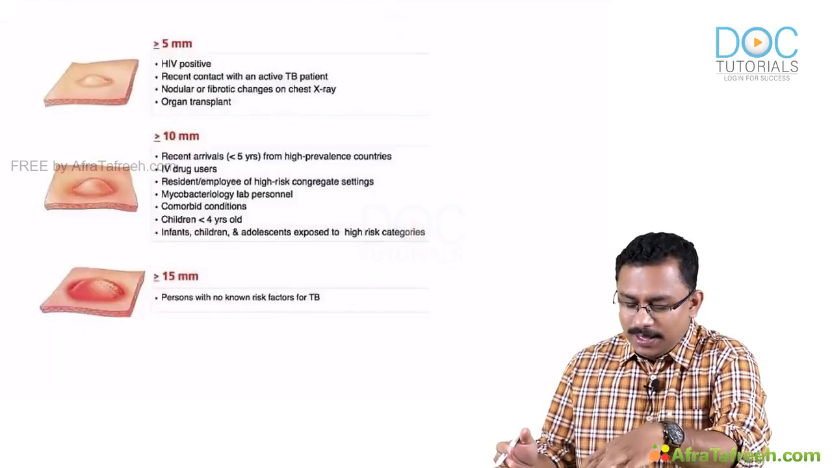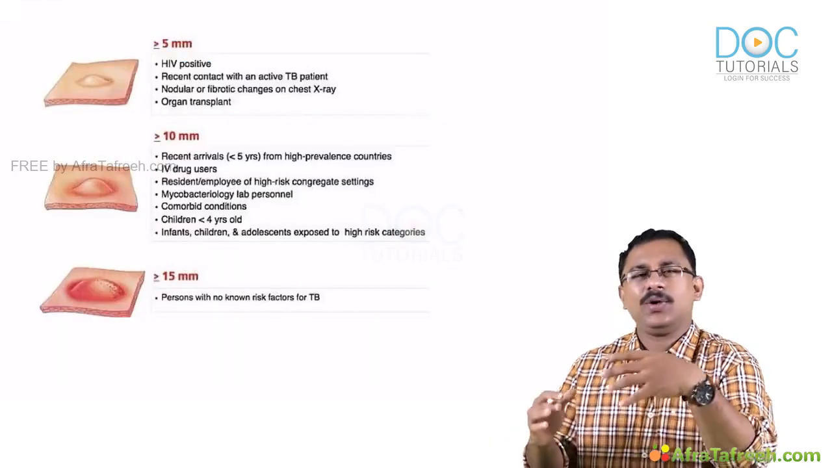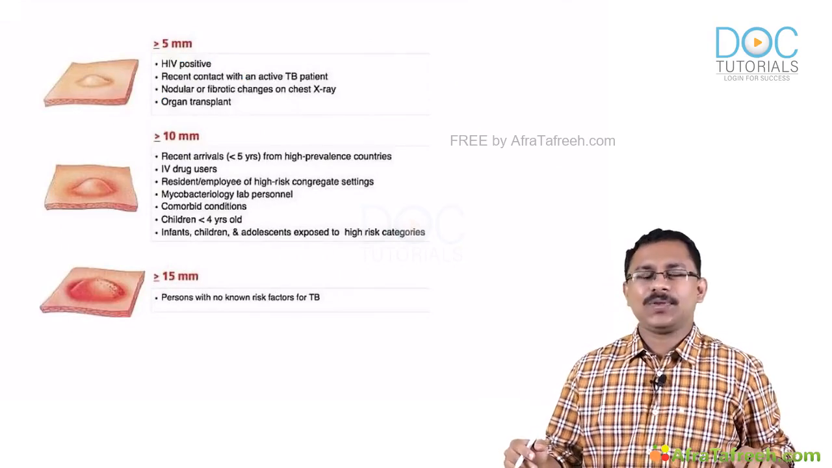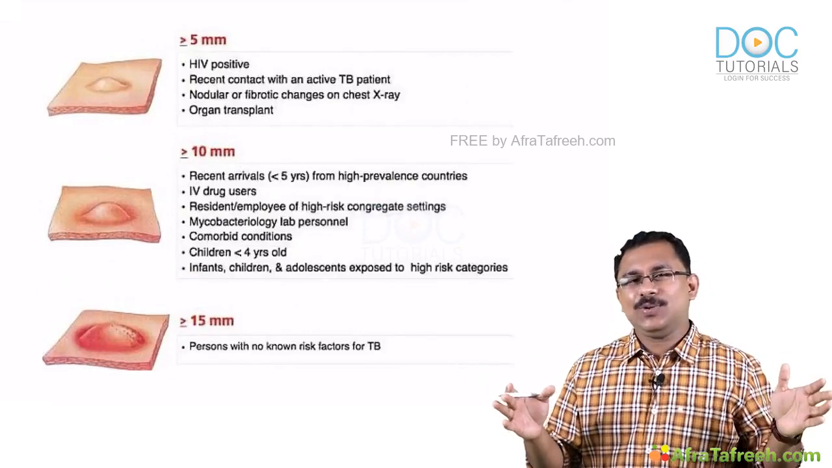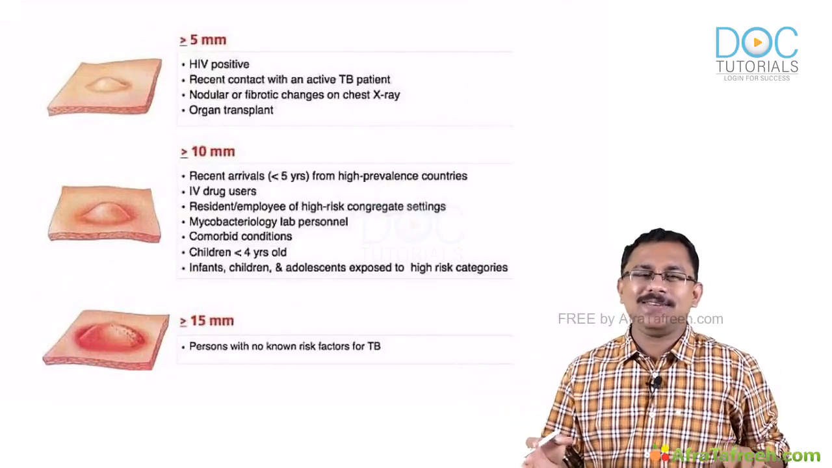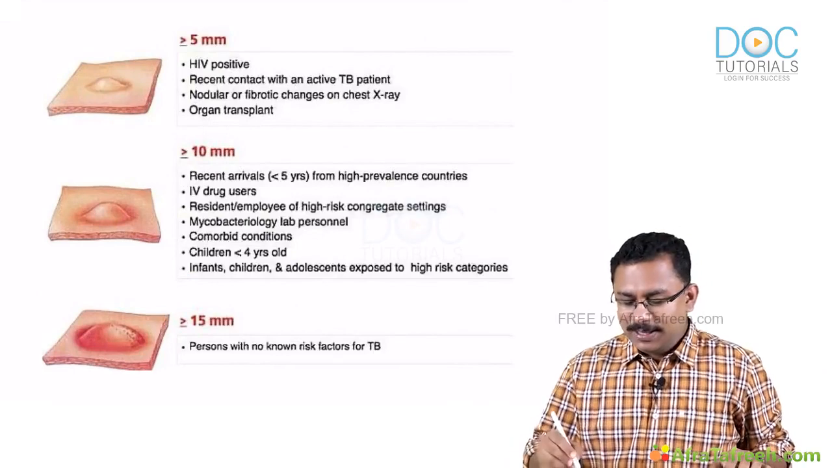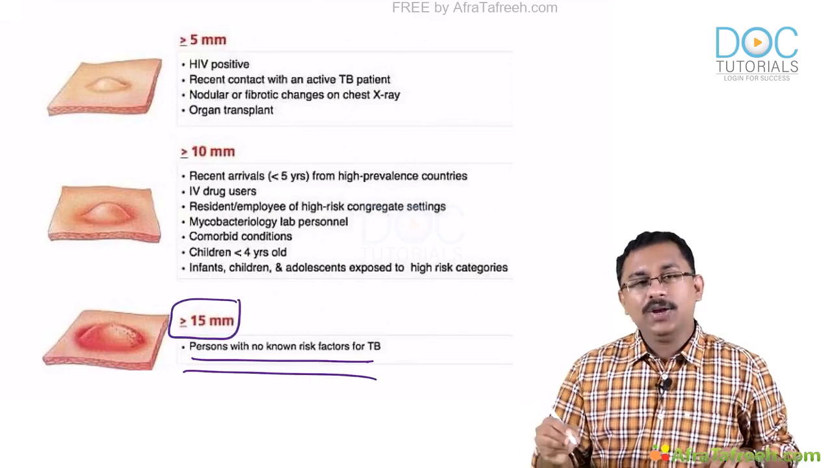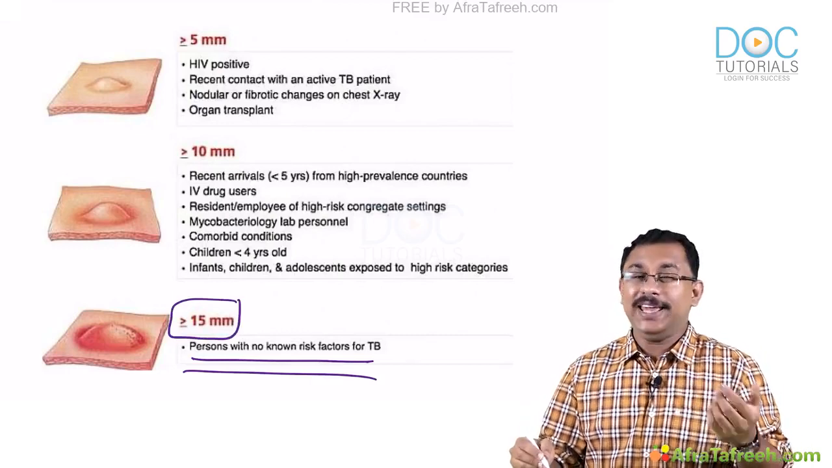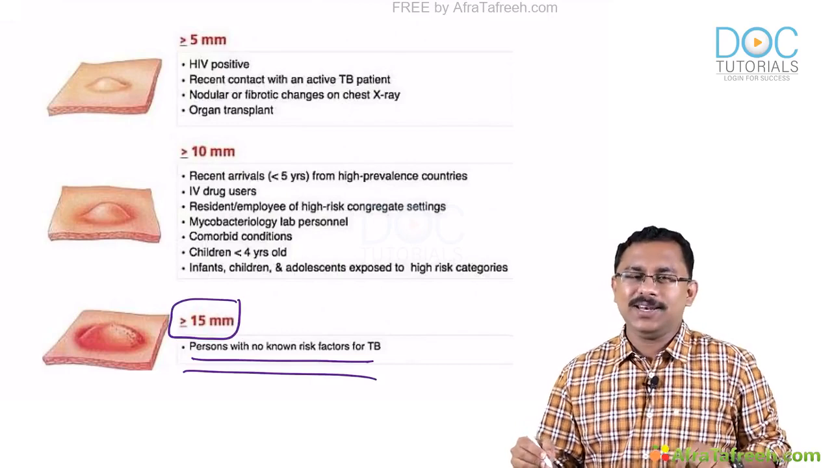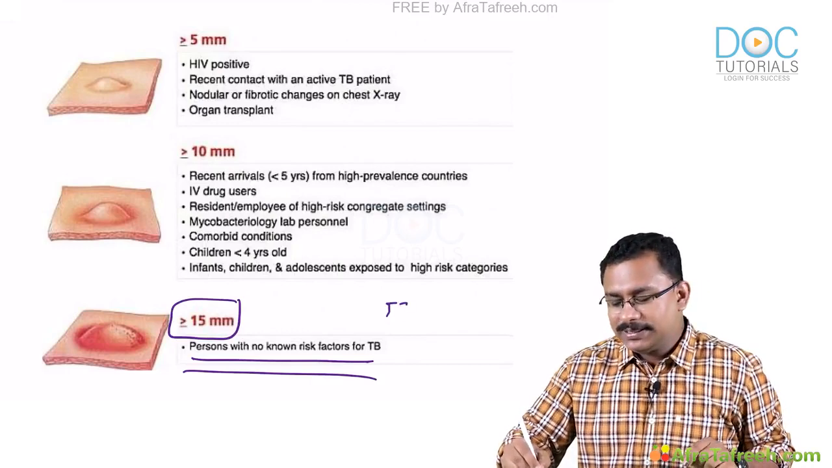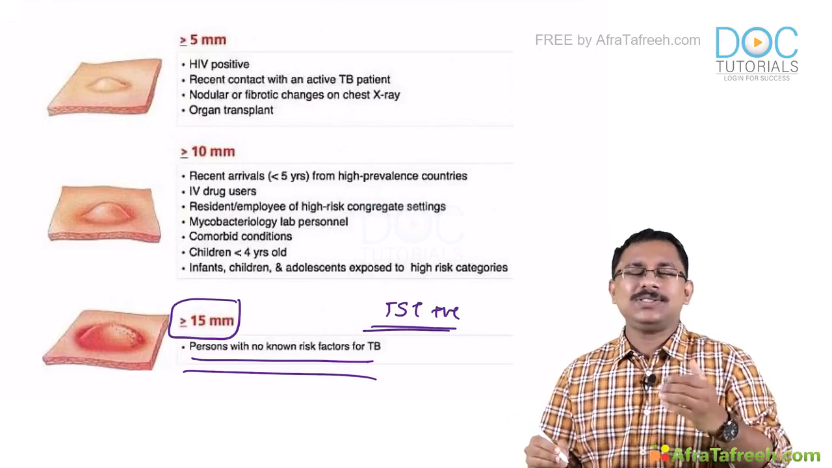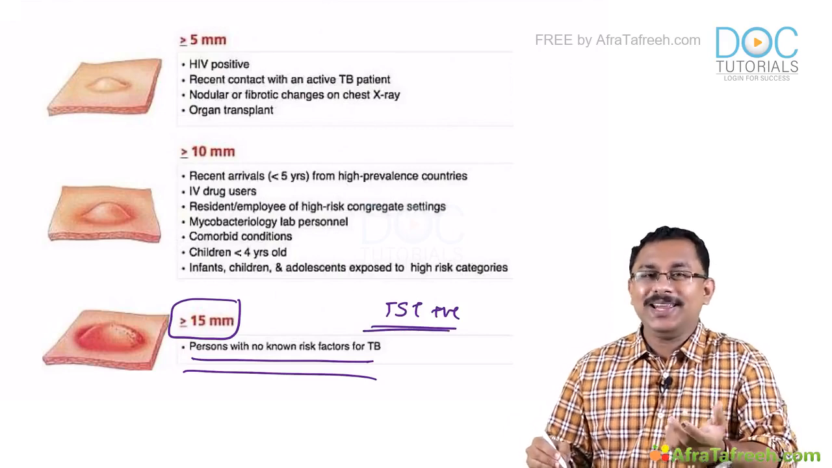Okay. Now, how do you read this? Induration above what is positive? See, that again is categorized. You are categorizing individuals for saying a positivity in your Mantoux test. In individuals who are not having any risk factors for TB, when the induration is more than or equal to 15 millimeter, that is 1.5 centimeter, you say that the tuberculin skin test is positive. Whereas for certain groups, when it goes above 10 millimeter, it is positive.